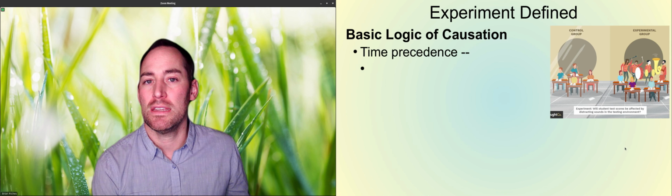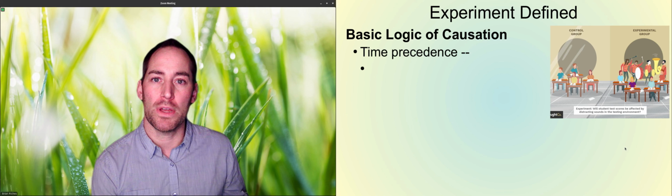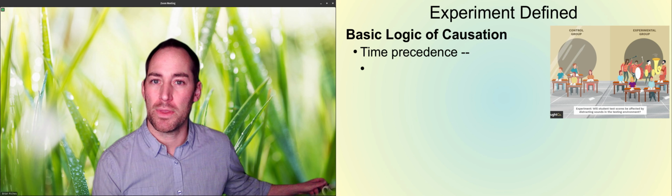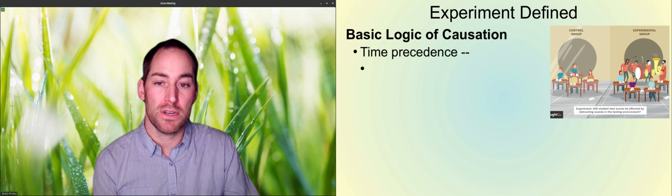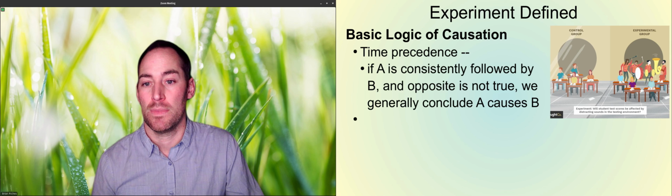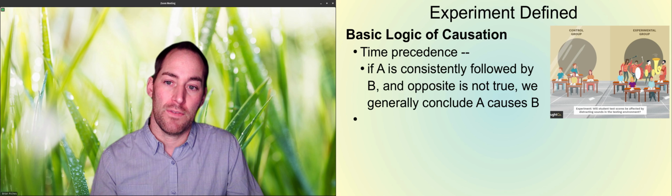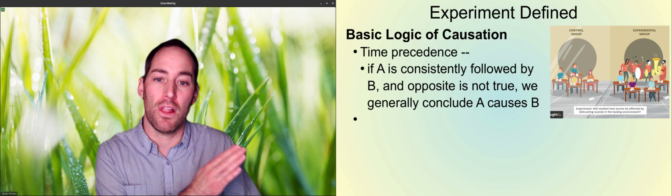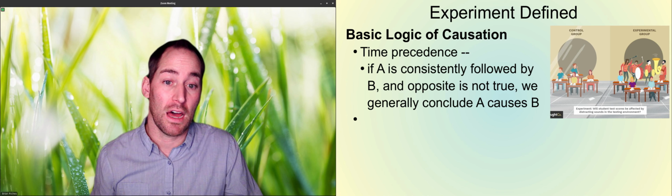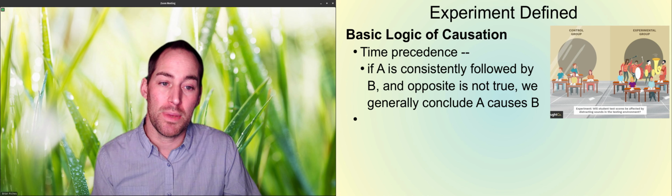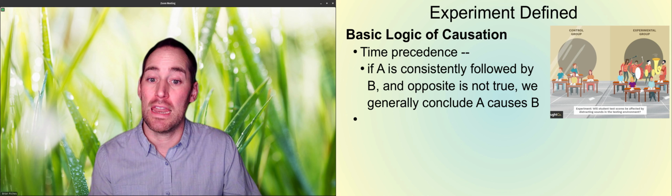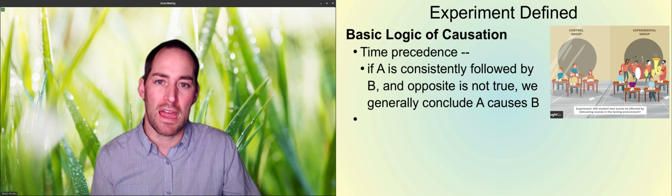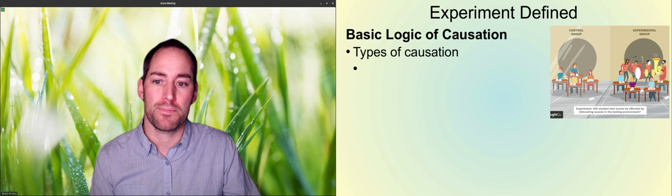So this brings up a couple points about causation. What are some of the basic logic points in causation? One is time precedence. If A happens and is consistently followed by B, and the opposite is not true, so A happens, then B happens, but never B and then A, we generally conclude that A causes B.